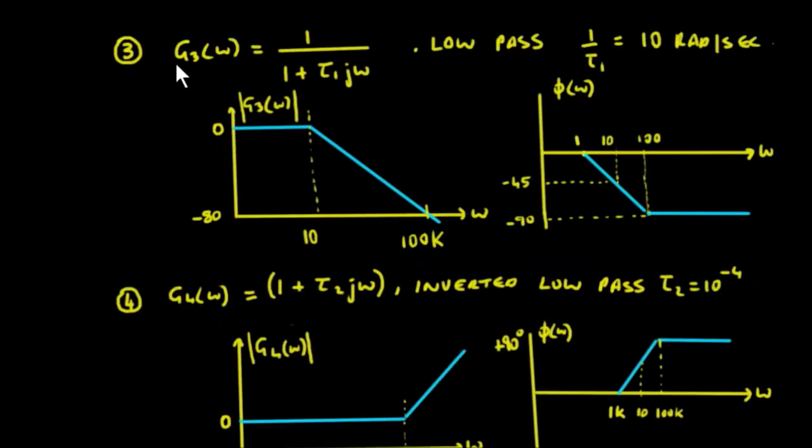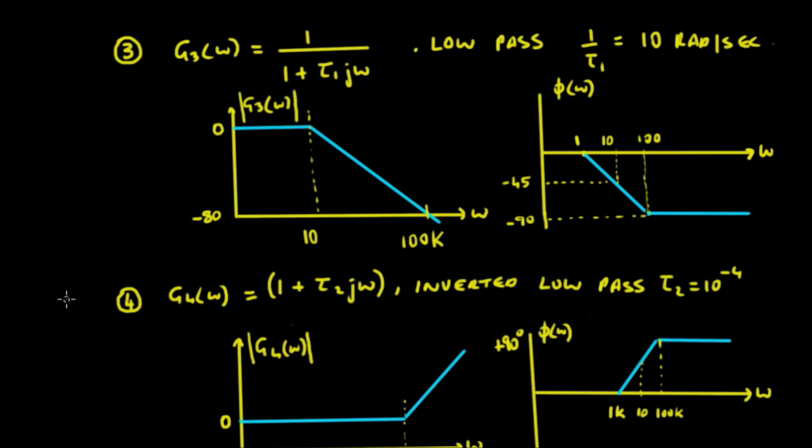and that'll be us. So G3 of omega is 1 upon 1 plus tau 1 j omega, which in effect is just a low pass section. Okay, 1 upon tau 1 is 10 radians per second. Okay, so that's it drawn out there, our low pass section. And we can do the same, we can work out the value for our phase, and that's our phase there, just from what we've seen in the previous page.